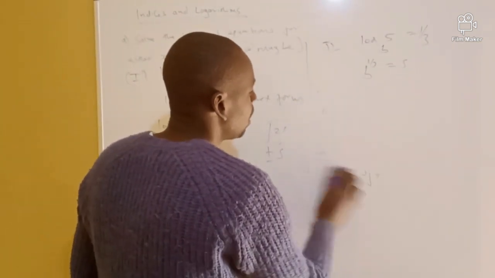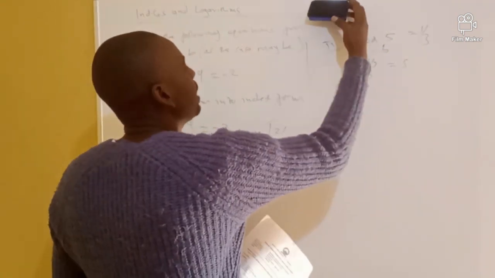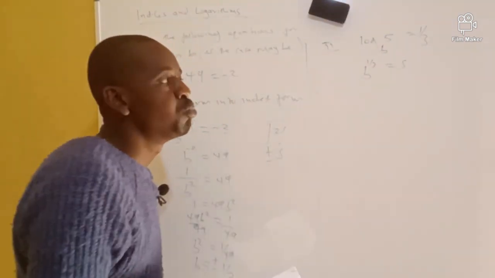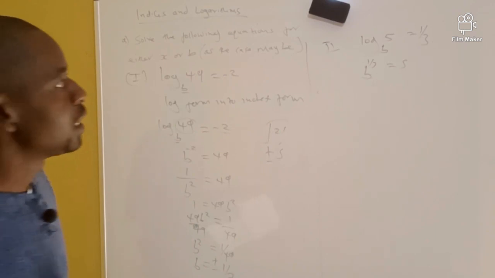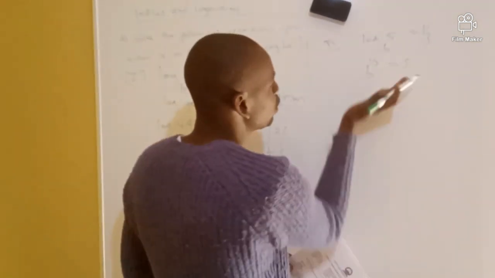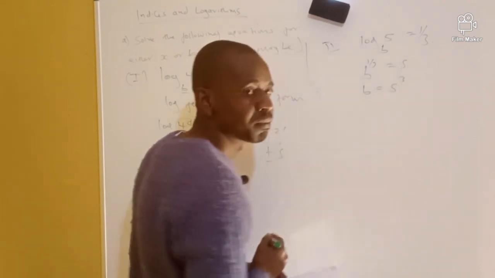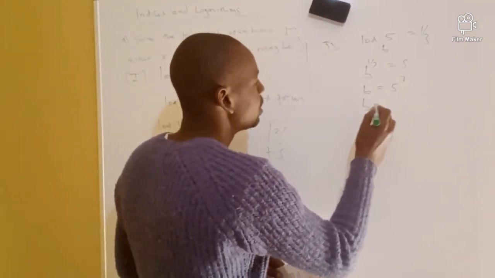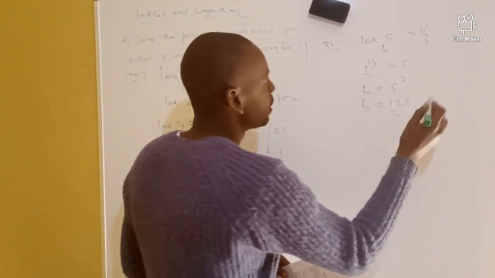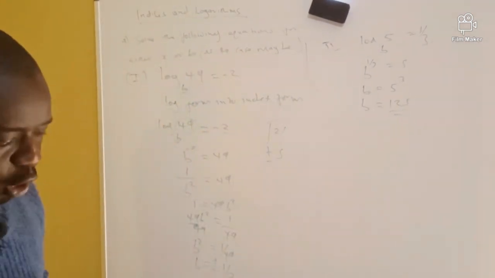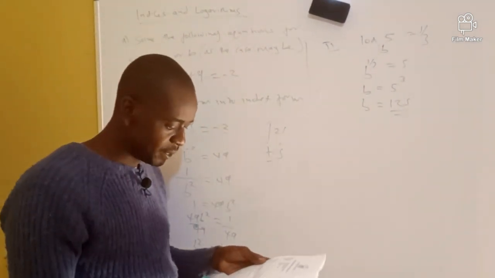So for you to deal with it, you are going to cube this side and you cube that side. When you cube both sides, then you have b is equal to 5 raised to 3. So b is equal to 125. I hope you are with me.